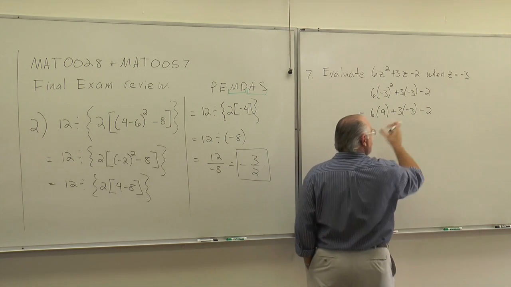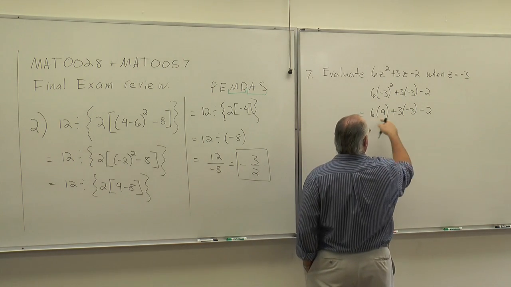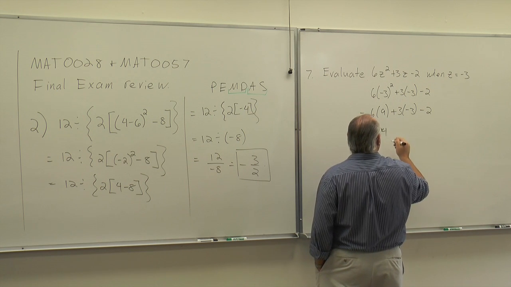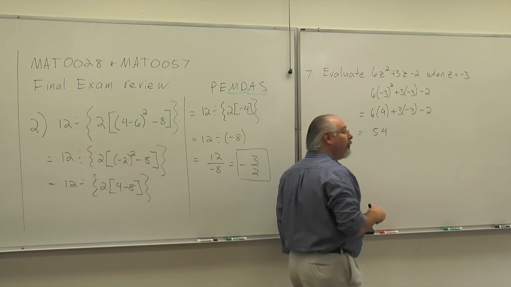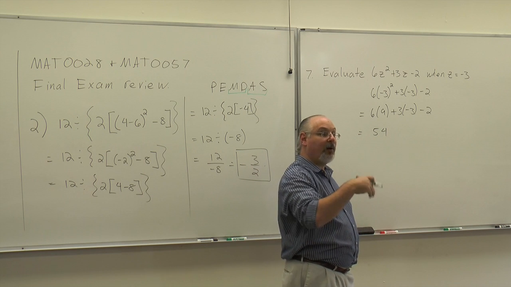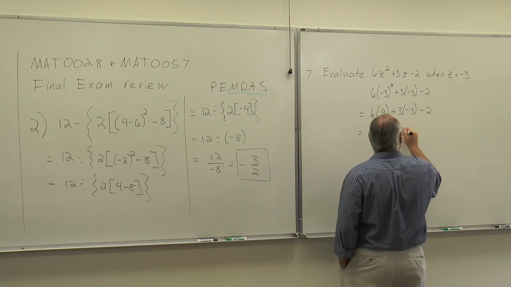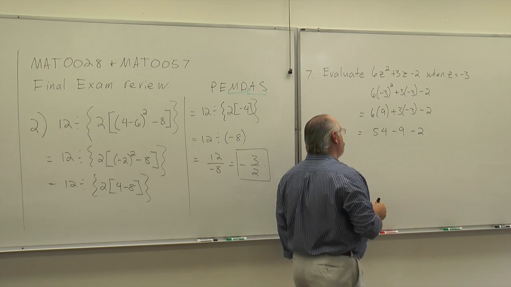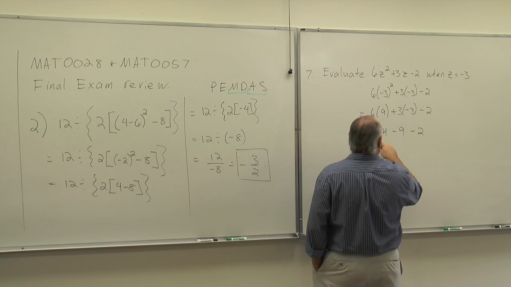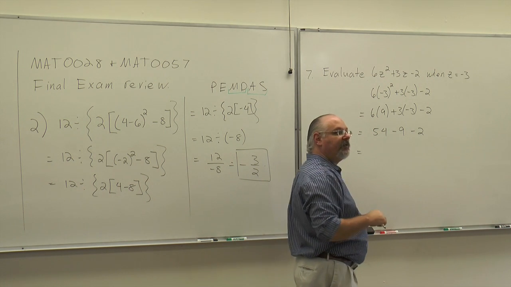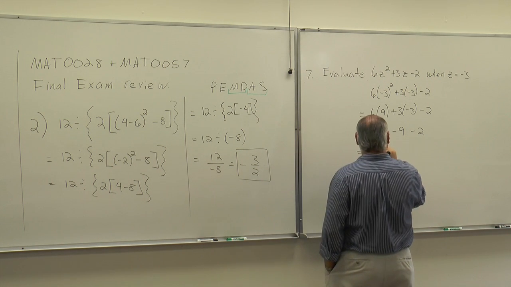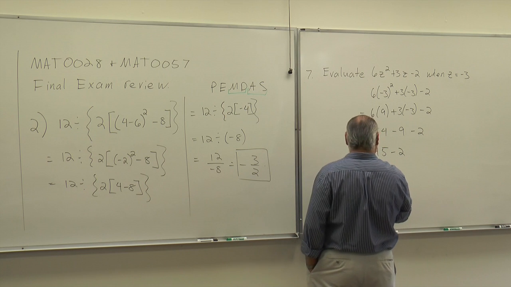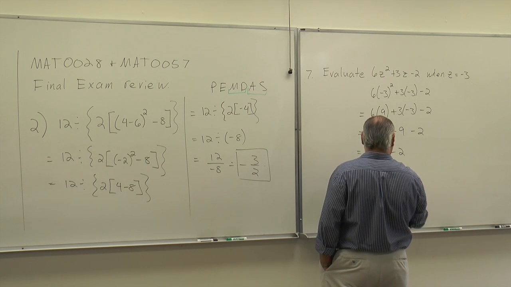Then we have multiplication. So 6 times 9 is 54. 3 times -3 is -9, so you can write it as plus -9. I think it's a little bit easier just to write it as -9. Minus 2. 54 minus 9 is 45. Minus 2 is 43.